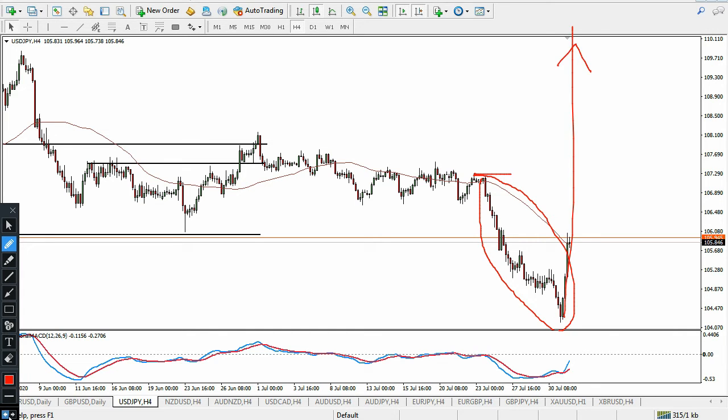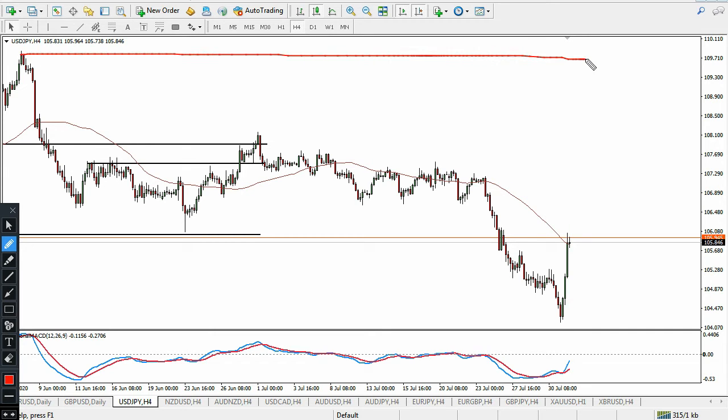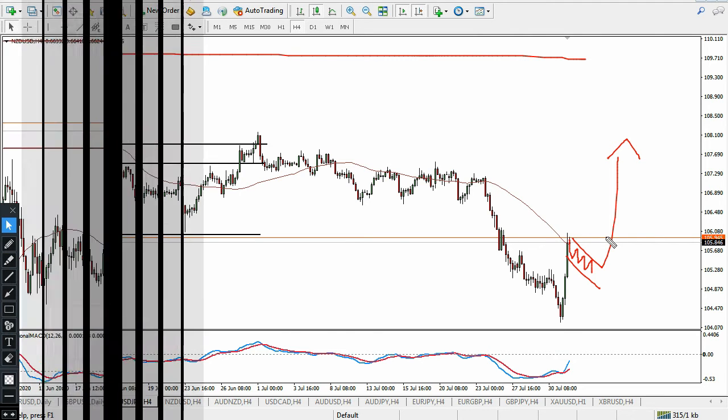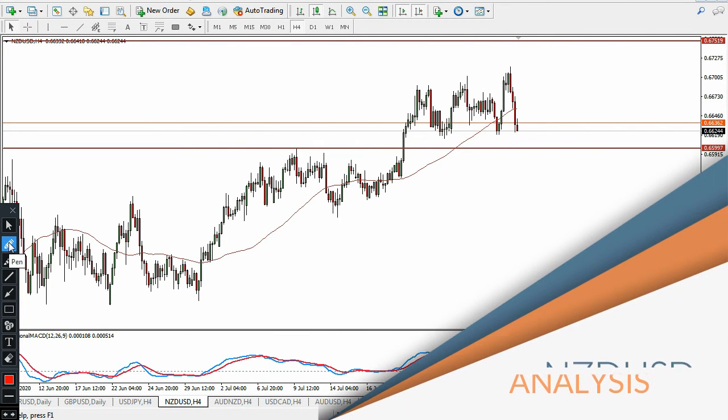So what will be my target for the USD Yen? My target area is over here, my target is 109.7. Now I am pretty much sure about the upside move of the USD Yen. So avoid any short positions. Price is moving as we expected from previous weeks.